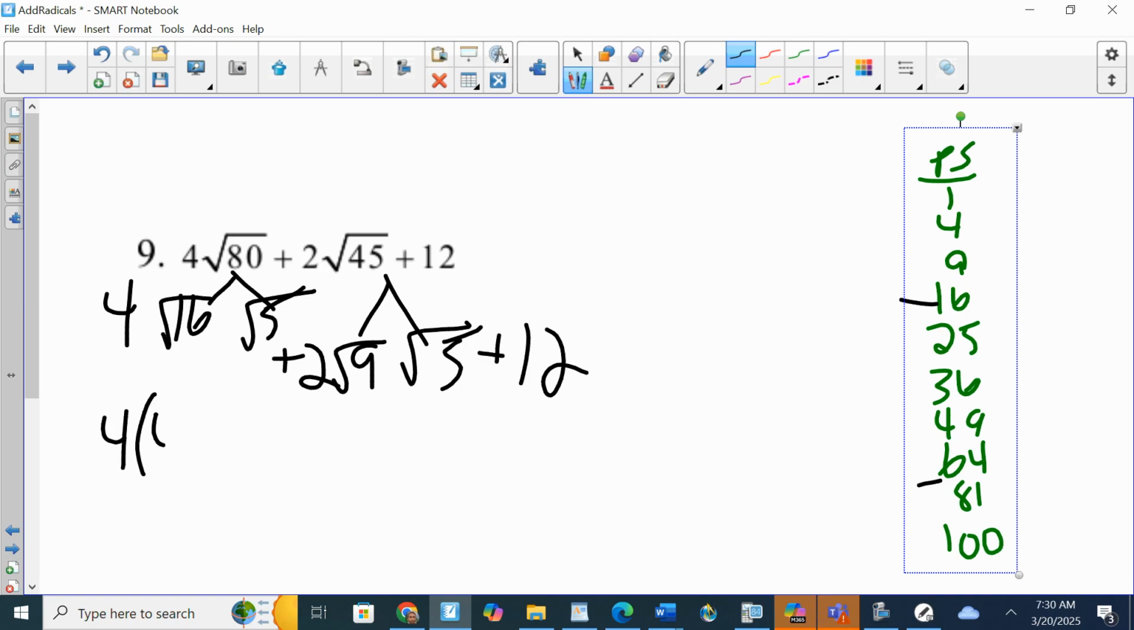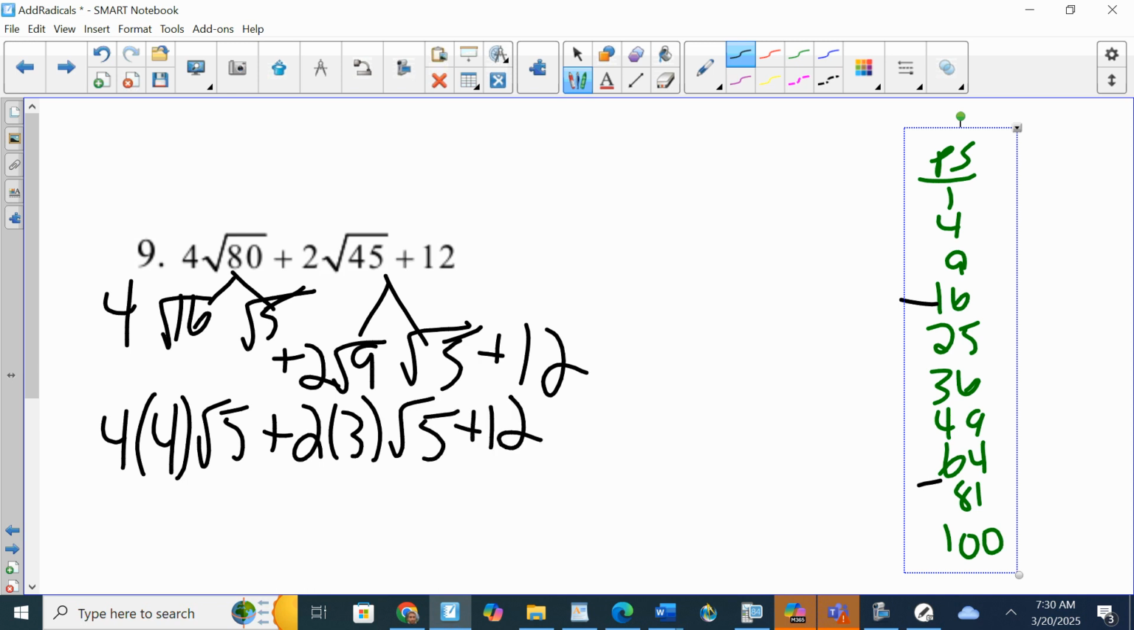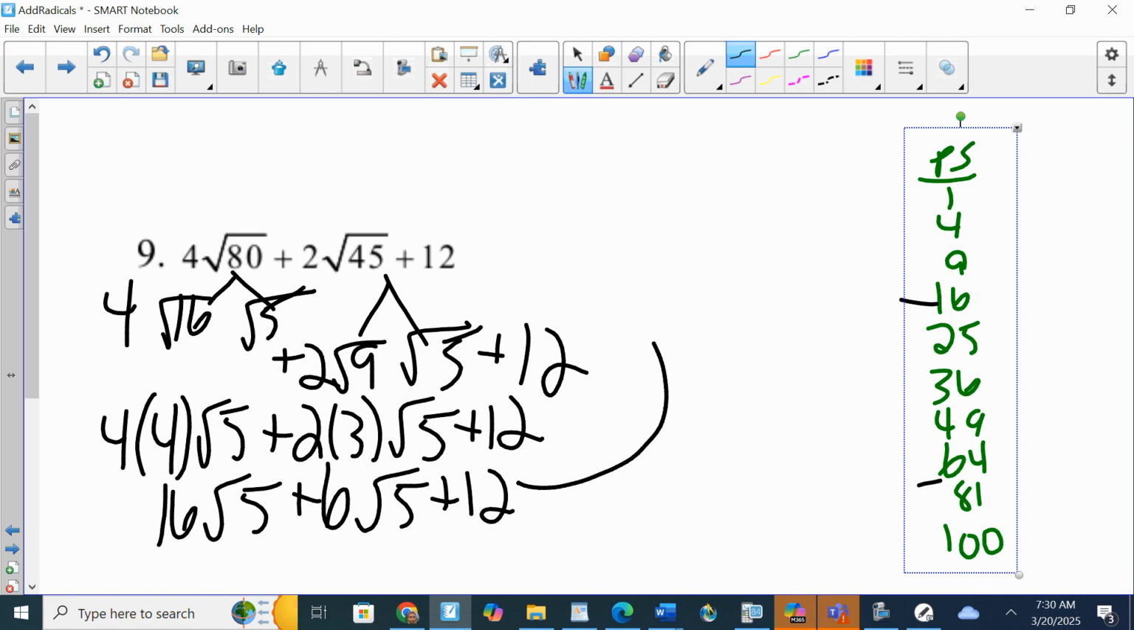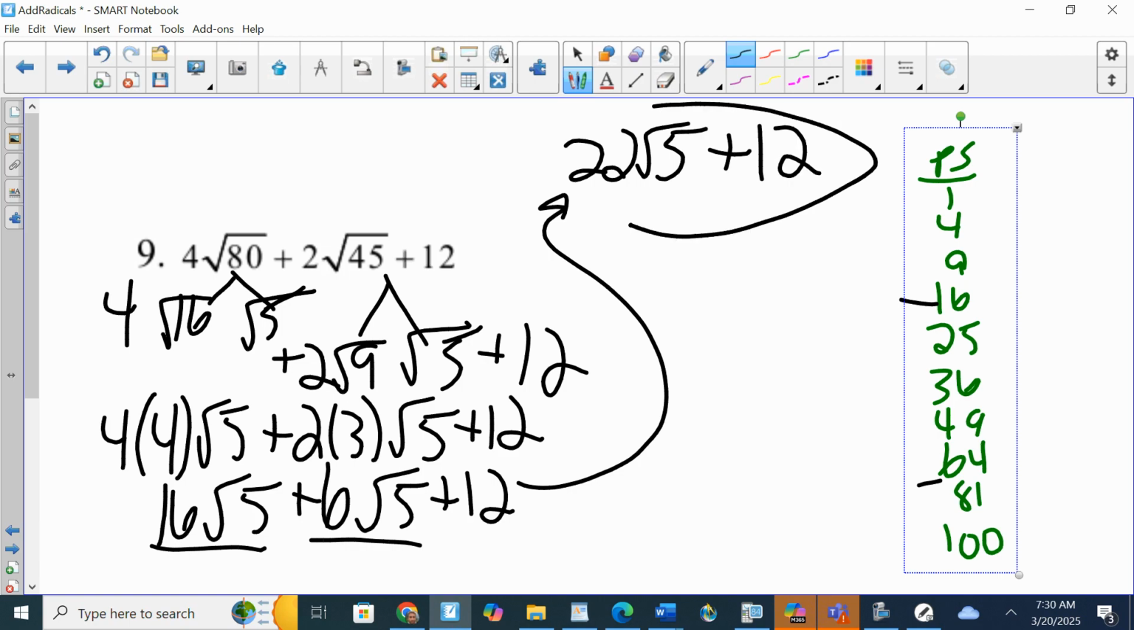Square root of 16 is 4. Radical 5. Square root of 9 is 3. Radical 5. Multiply my outsides. 16 rad 5 plus 6 rad 5 plus 12. Now when I go to combine my like terms, 16 rad 5 and 6 rad 5 is 22 rad 5 plus 12. I can't combine that. It's not a like term. So my answer would be 22 rad 5 plus 12. You combine what combines, you don't what doesn't.